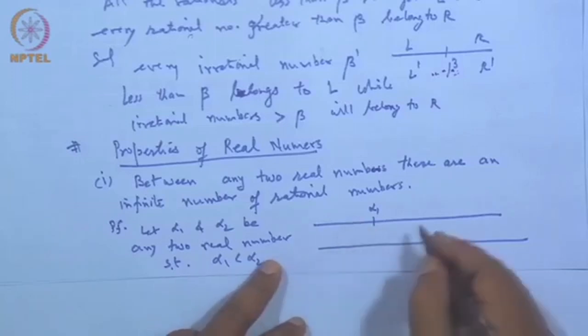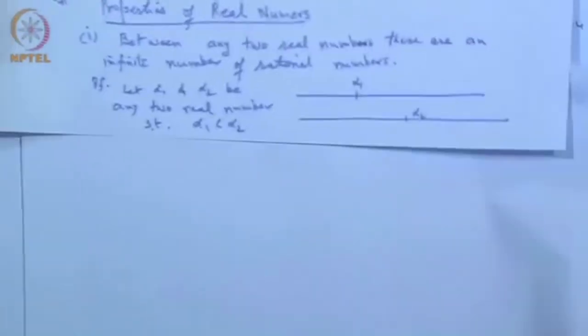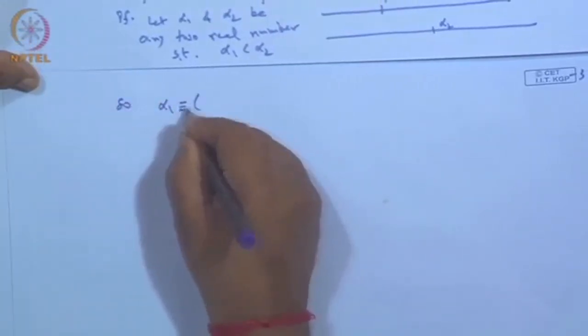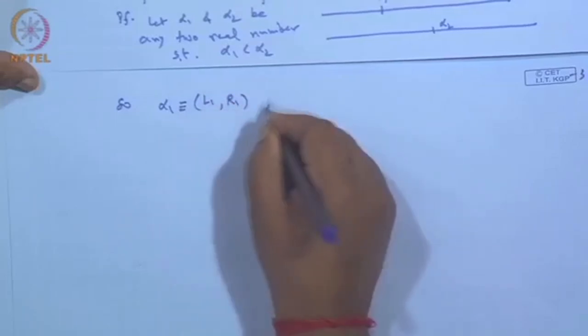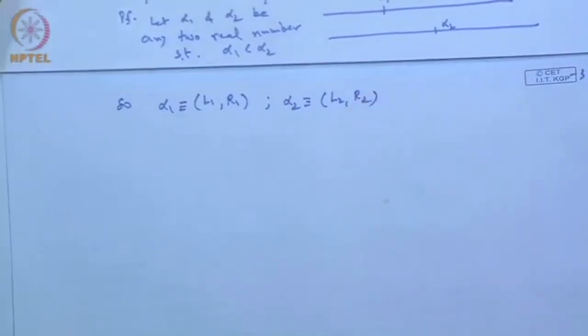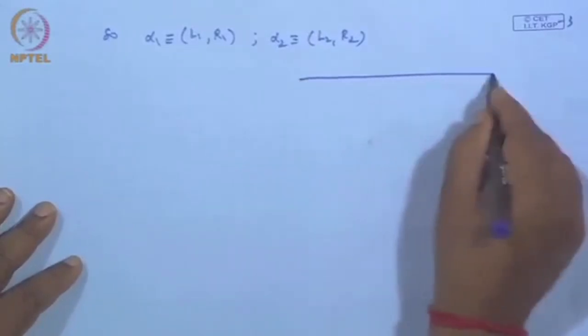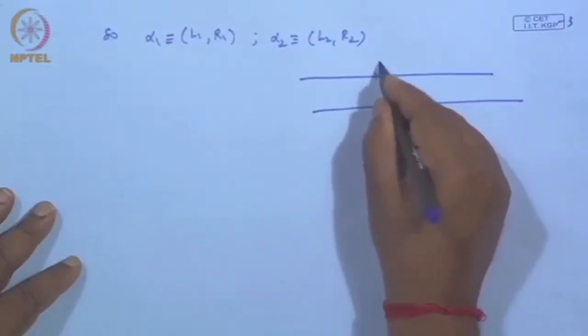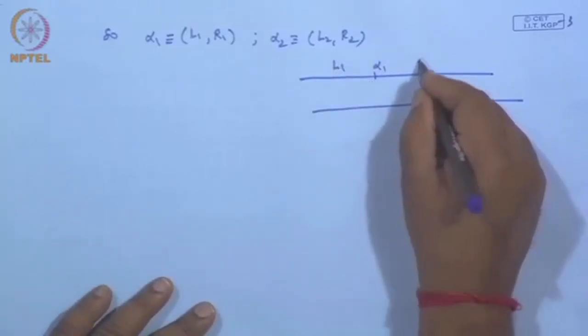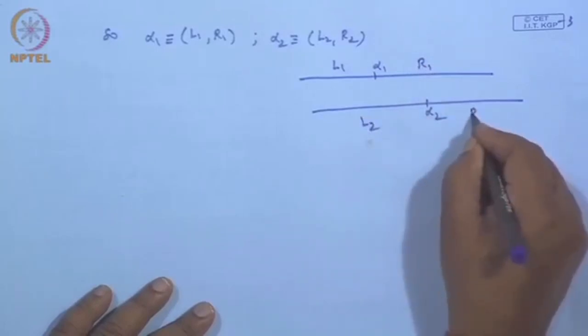So, alpha 1 will correspond to the section L 1 R 1. Alpha 2 will correspond to the section L 2 R 2. Is it clear? Now, the position is like this: this is alpha 1, here is alpha 2. This corresponds to section L 1 R 1, and this corresponds to section L 2 R 2.